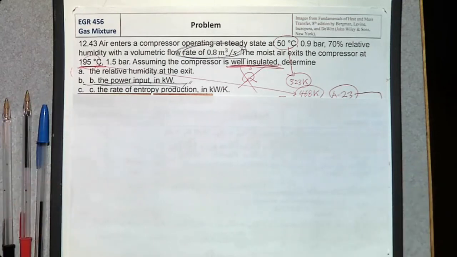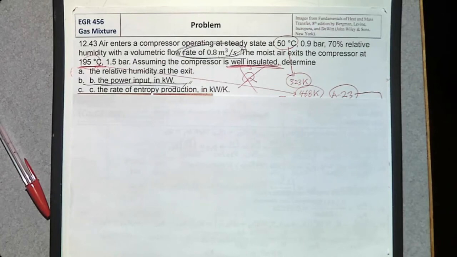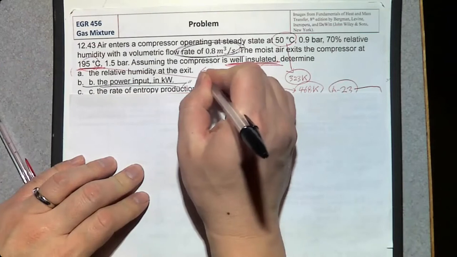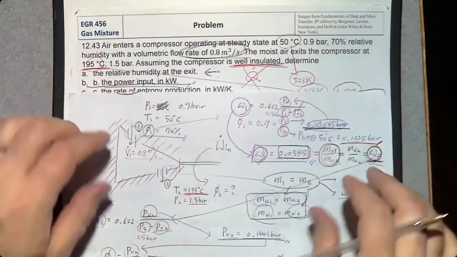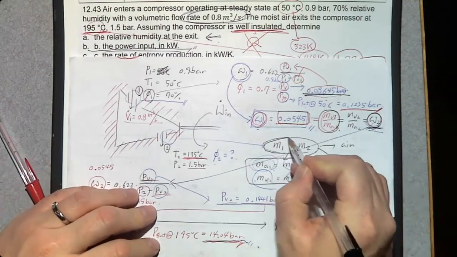Okay, let's review this problem. We solved the first two, the relative humidity at the exit and the power input to this compressor. So to solve the first problem, we use the conservation of mass principle.